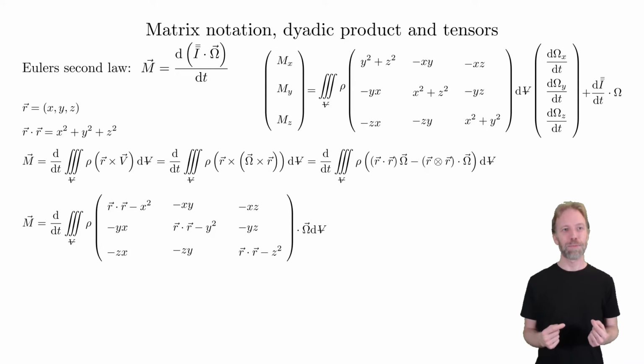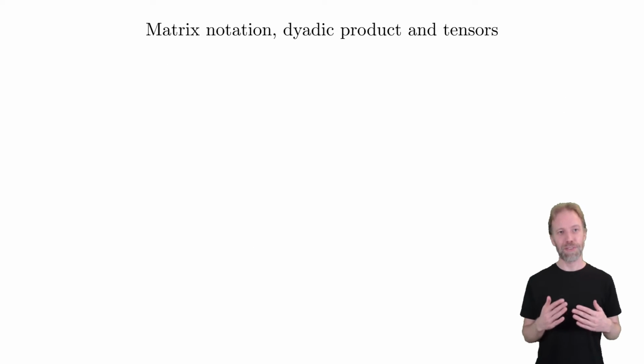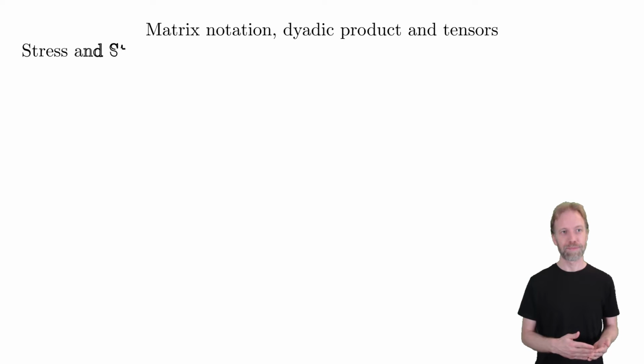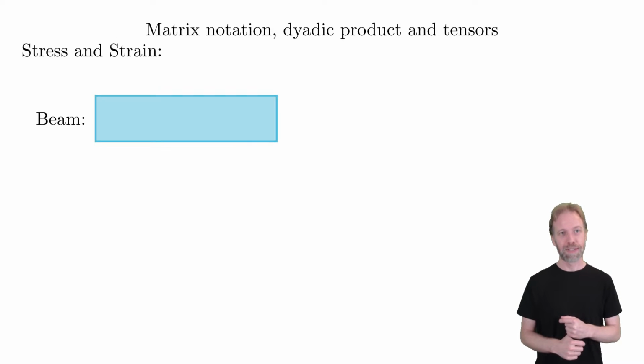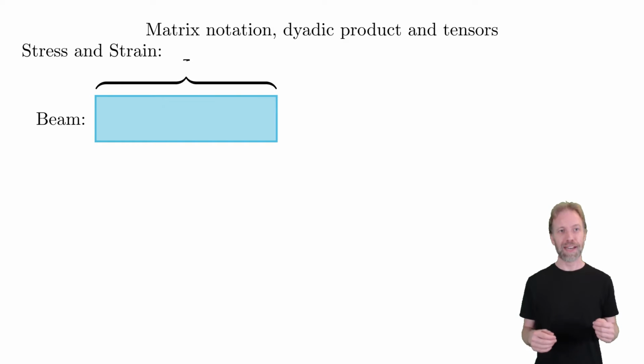This is one example where we could use the dyadic products in physics. Now it's time to move on to an example that is more solid mechanics or fluid mechanics related. That is the concept of stress and strain. Let us start by introducing the concept in a one-dimensional case. Start with a rectangular beam. This beam has length L and area A.